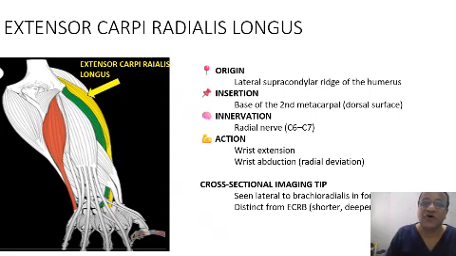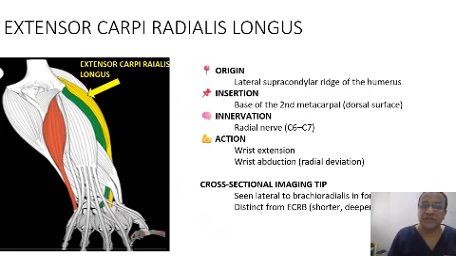ECRL originates from the lateral supracondylar ridge of the humerus, just proximal to the lateral epicondyle. This origin is superficial and easily palpable, making it a common site for tenderness in lateral epicondylitis, also known as tennis elbow. It is important to distinguish this origin from that of the extensor carpi radialis brevis, which arises more distally.